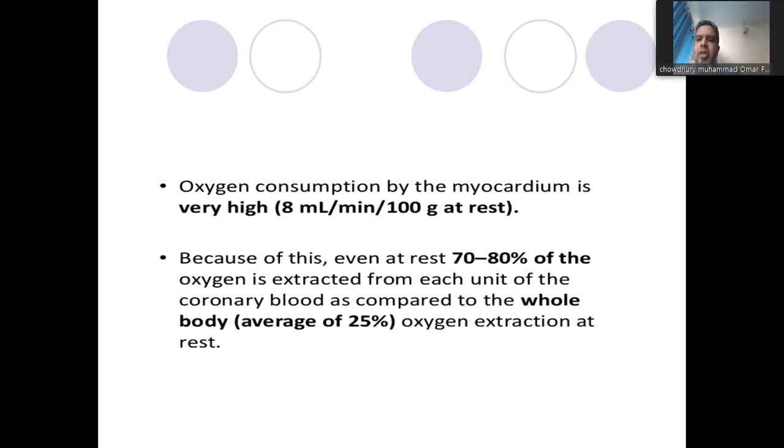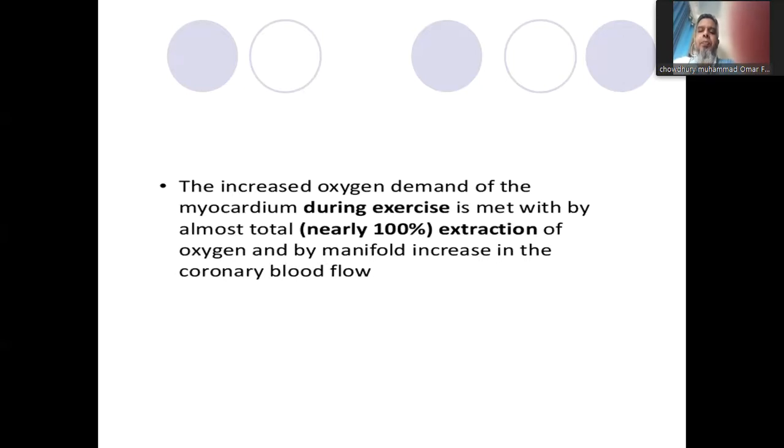Oxygen consumption by the myocardium is very high, that is 8 ml per minute per 100 gram at rest. Because of this, even at rest, 70 to 80% of the oxygen is extracted from each unit of the coronary blood as compared to the whole body, which averages 20-25% oxygen extraction at rest. The increased oxygen demand of the myocardium during exercise is met by almost total extraction of oxygen and by a manifold increase in the coronary blood flow.